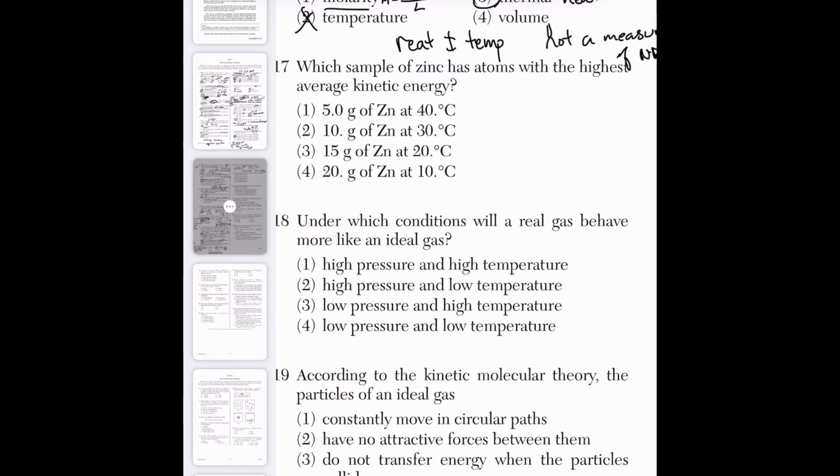Which sample of zinc has atoms with the highest average kinetic energy? Average kinetic energy is basically temperature, okay? So which one of these has the highest temperature? Because 40 is greater than 30, is greater than 20, greater than 10.